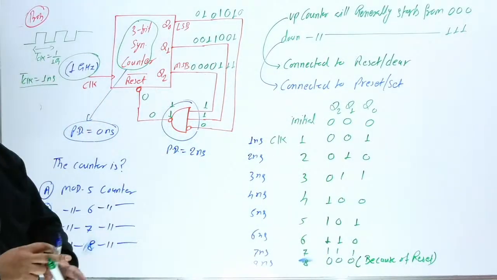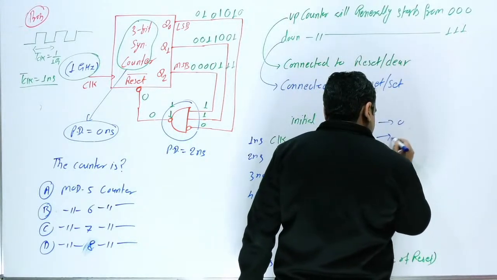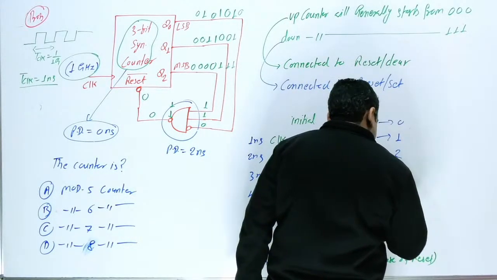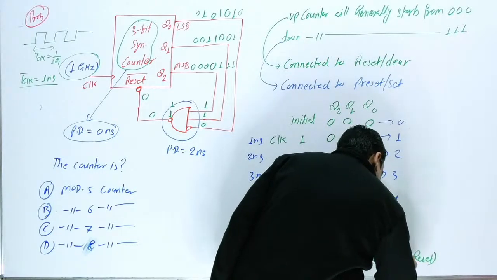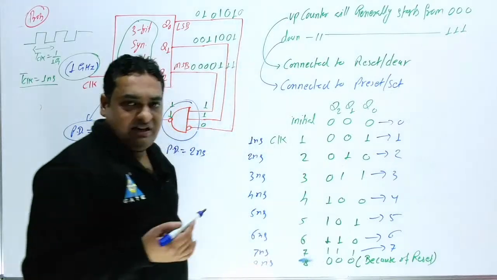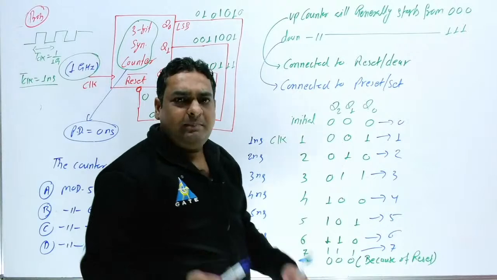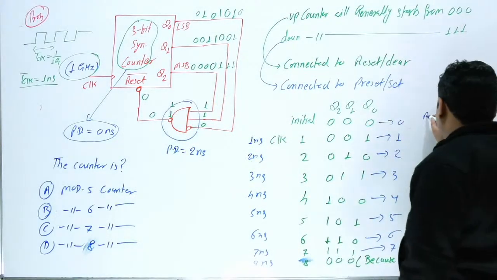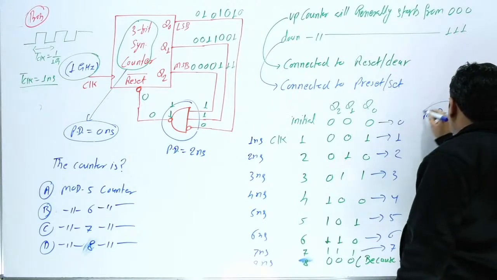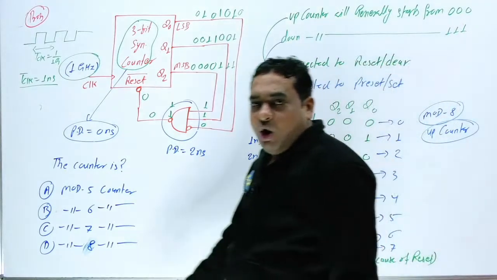So how many output states will you get here? You can see 0 we are getting, 1, 2, 3, 4, 5, 6, 7. All 8 states we are getting here. Either you can consider from here or from here. So the total number of output states we are getting is 8. So this is nothing but a mod 8 up counter.